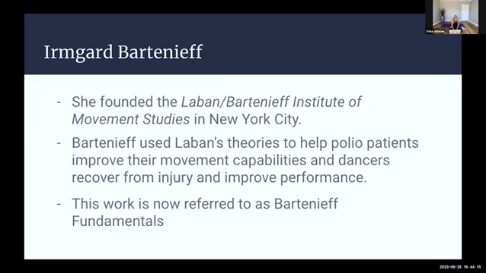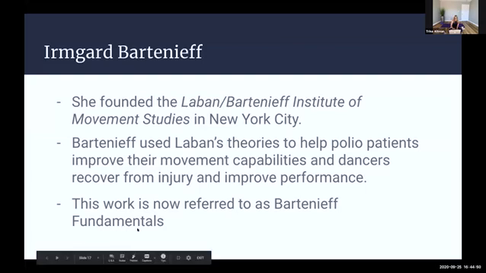So Bartenieff studied with Rudolf Laban, and she used Laban's theories to help polio patients. And what's interesting is, the entire field of physical therapy began when people were trying to help polio patients. So she used Laban's theories to help polio patients improve their movement capabilities and dancers to recover from injury and improve performance. So this work is now referred to as Bartenieff Fundamentals. So the X rolling and the bigger movements that we will be doing come from Irmgard Bartenieff.